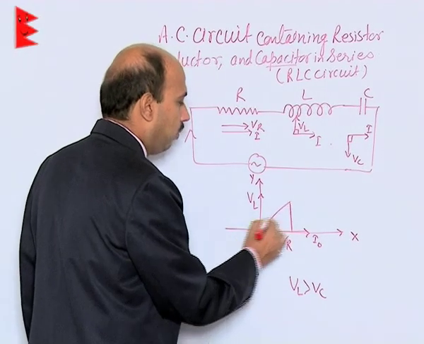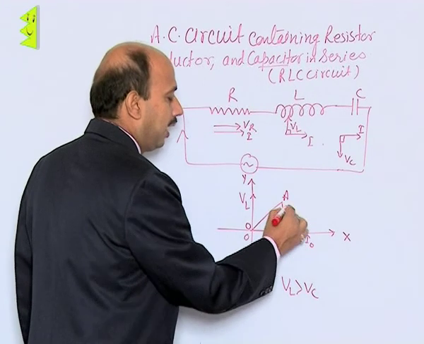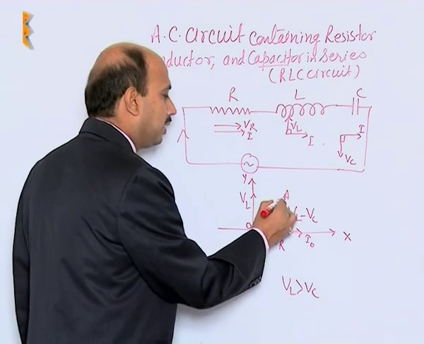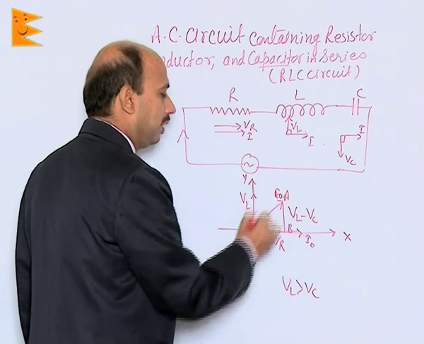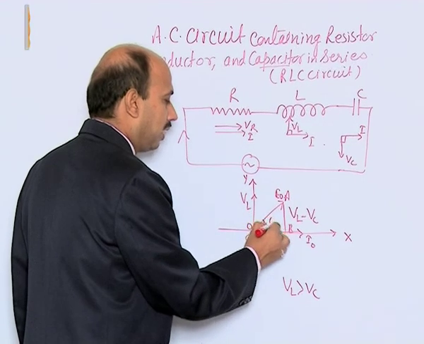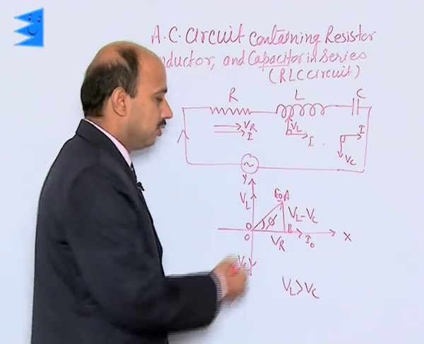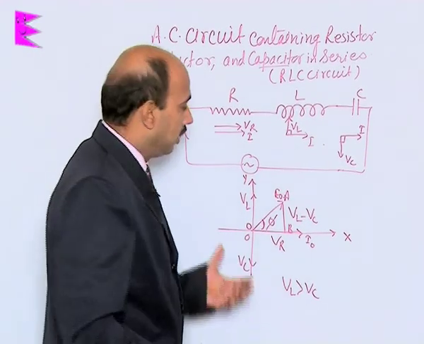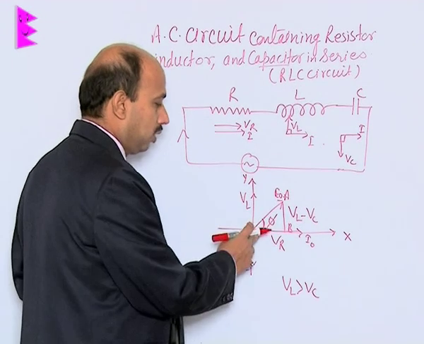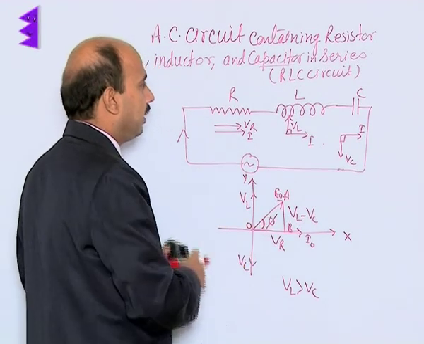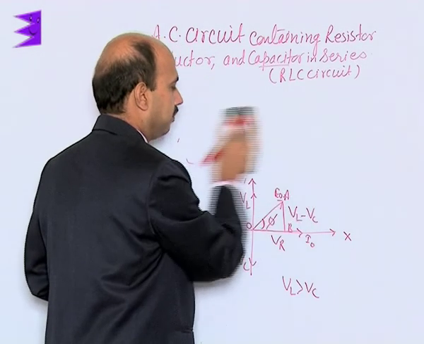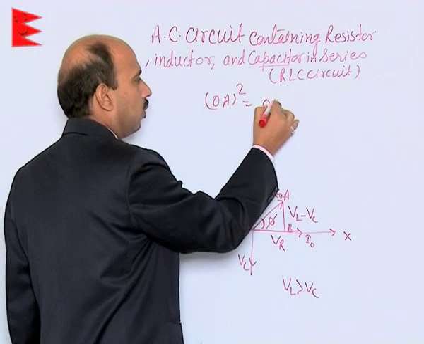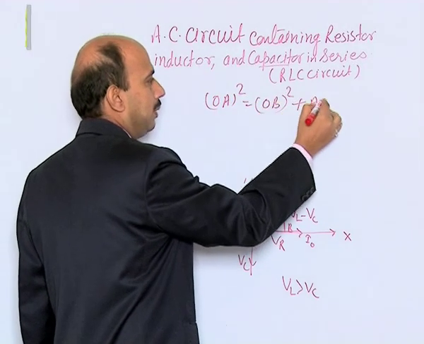We can take this as O, this as A and this as B, and AB represents VL minus VC. Here we take the maximum or peak value of EMF, E naught. This is the phase angle, that is called phi. Now we can calculate from this phasor diagram. If you see the triangle OAB, we can write in triangle OAB, OA square is equal to OB square plus AB square.